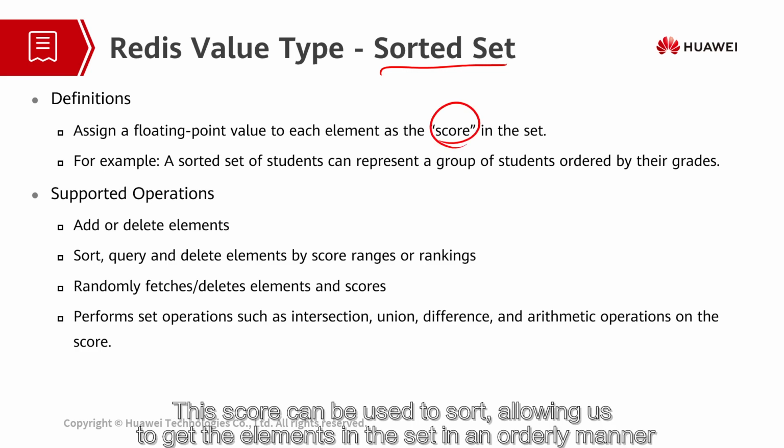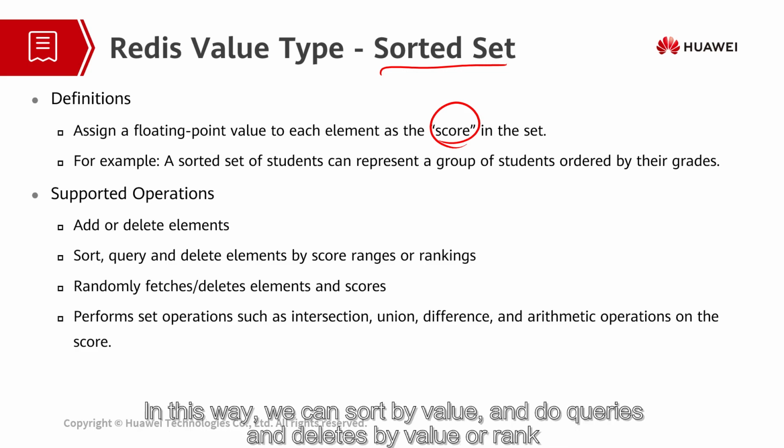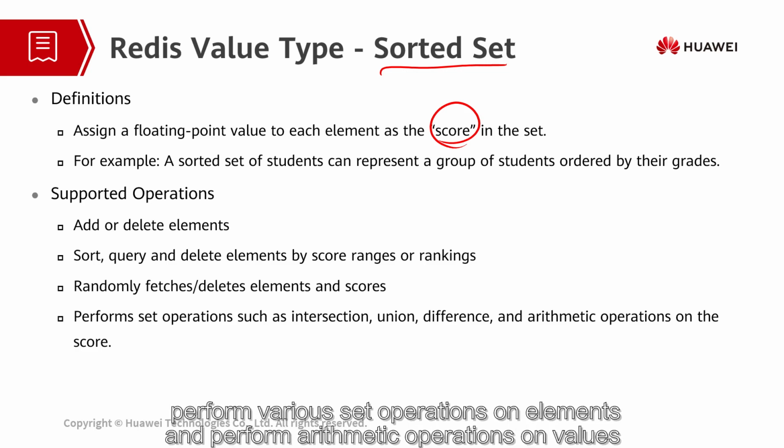This score can be used to sort, allowing us to get the elements in the set in an orderly manner. In this way, we can sort by value and do queries and deletes by value or rank, perform various set operations on elements, and perform arithmetic operations on values.